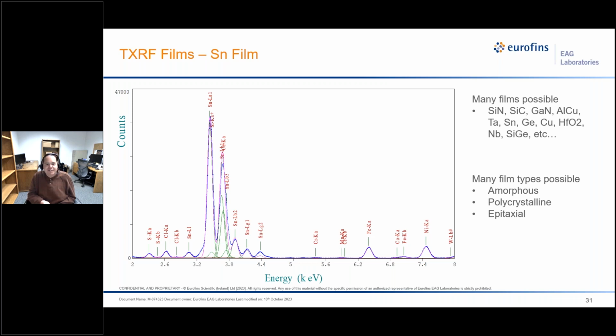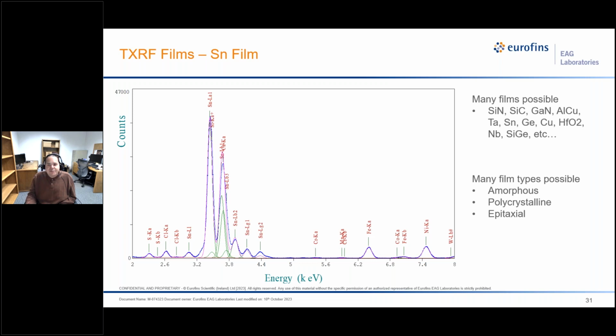And we can use TXRF to take a look at any of the surface contamination that may have happened from the film treatment. In this figure here, we have some example data from a wafer with a thin film of tin. And we can see on the right here, there's traces of iron and nickel that were present on the surface. So in most cases, we were able to measure films, and depending on the elements of the film, there may be some interferences to consider. But if there are any specific concerns, feel free to reach out to us and we can give an idea of what we can do.